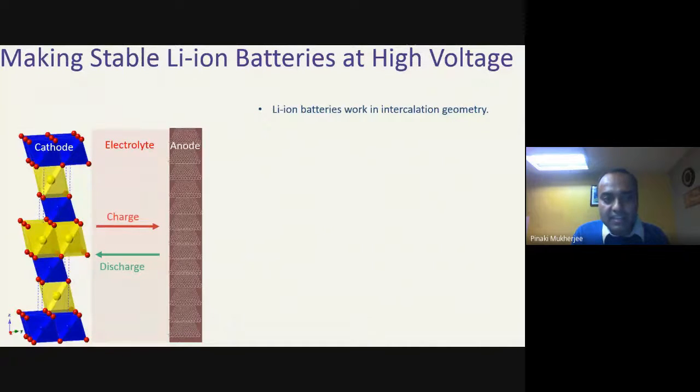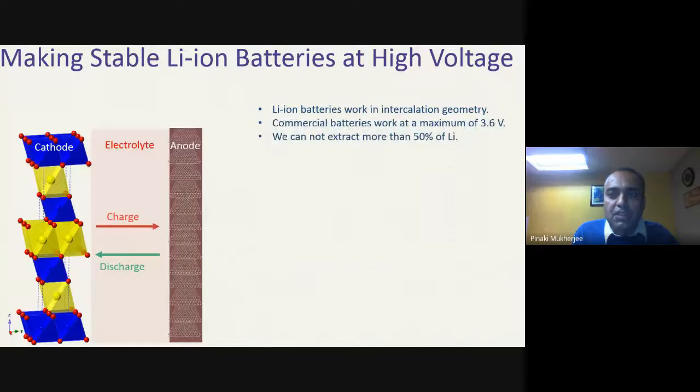And so that's the cathode, and in between cathode and anode there is electrolyte, and when you charge the battery, these lithium ions actually go and stack in the anode. And then when you discharge, they come back to their respective positions. In regular batteries we use it at 3.6 to 3.8 volts, so only about 50 to 60% of lithium is actually taken out. So we are not using 40 to 50% of the capacity of the battery, because we cannot extract more lithium than that. So why can we not do that?